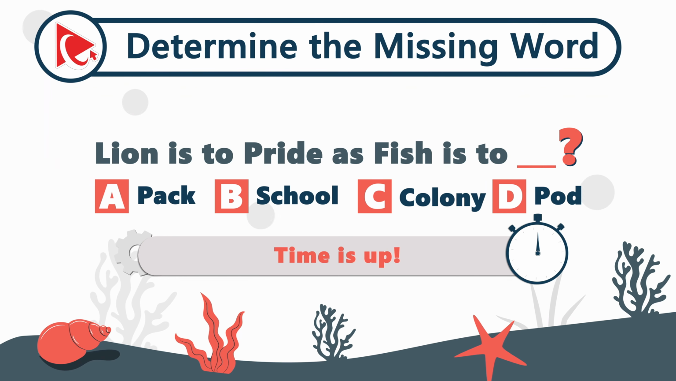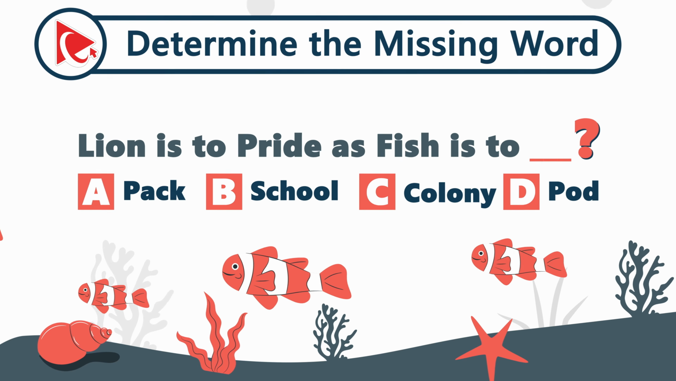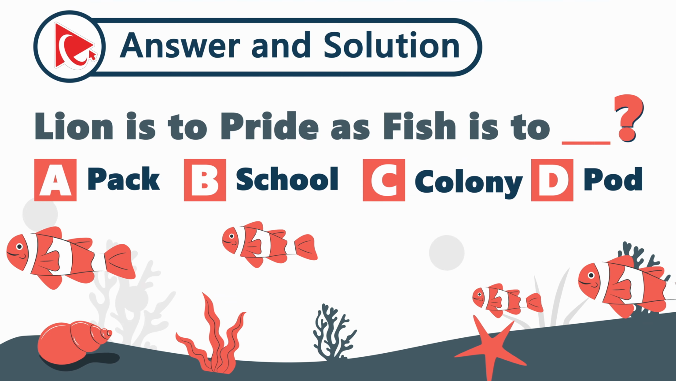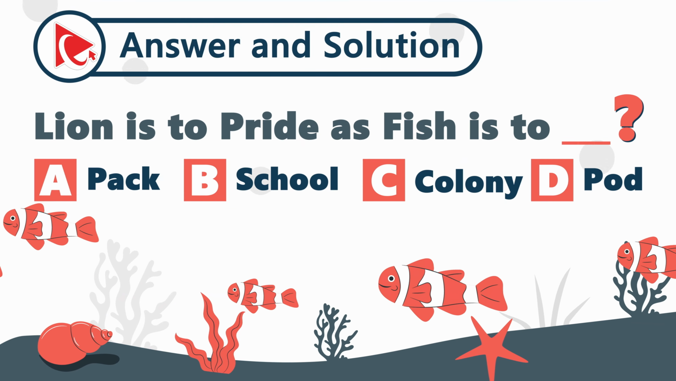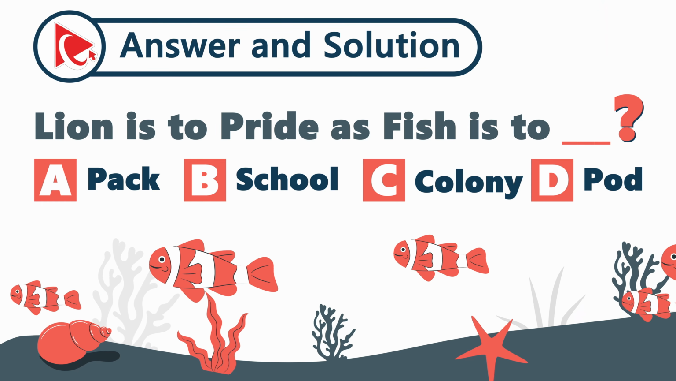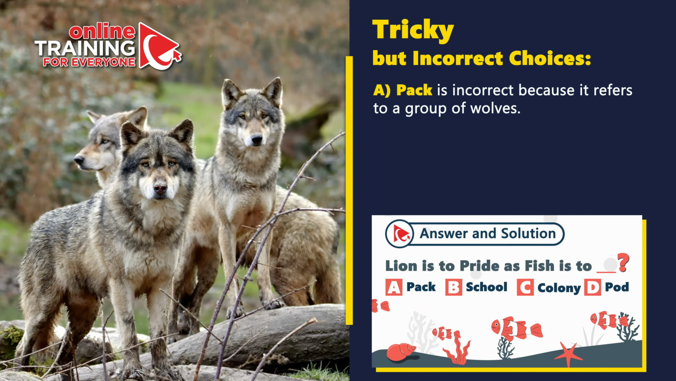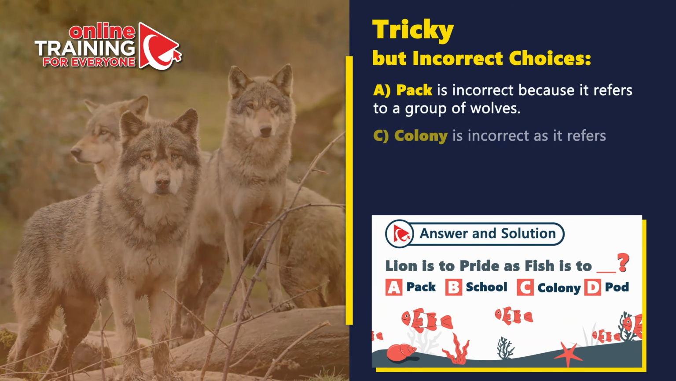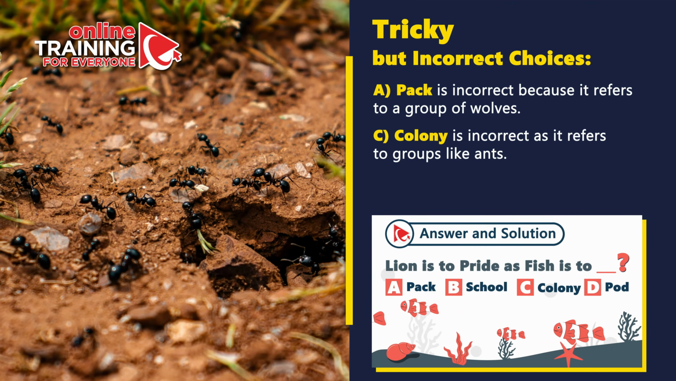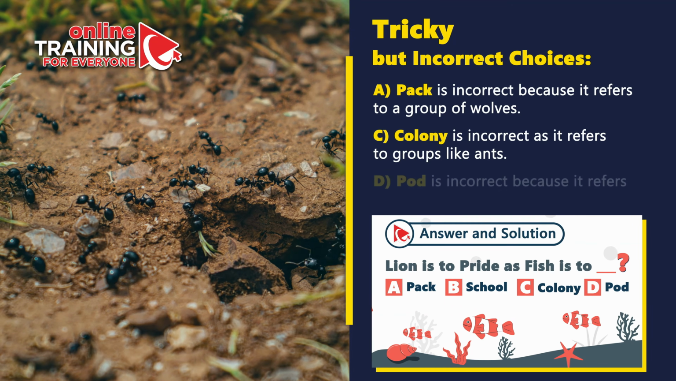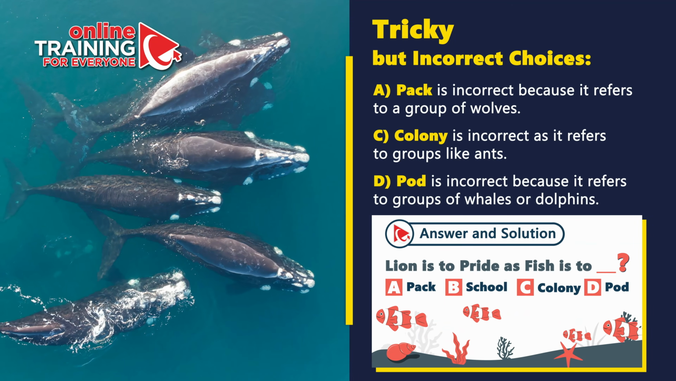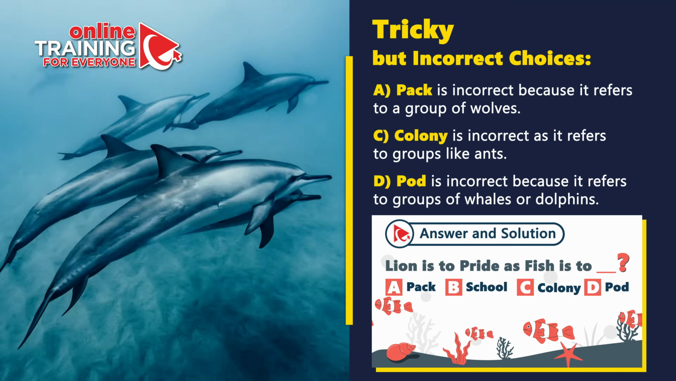Time's up. Do you have your answer ready? I hope so, because the solution here is really simple. To better understand the correct answer, let's first understand why other choices are incorrect. Choice A, pack, is incorrect because it refers to a group of wolves. Choice C, colony, is incorrect because it refers to the group of ants. And choice D, pod, is incorrect because it refers to the group of whales or dolphins.